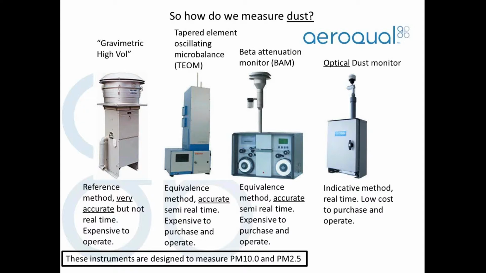Optical measurements, we'll look at a little bit later how they work. But they work differently than the gravimetric method and differently than the two equivalence methods. And the key benefit to the optical methods is that they are very real time, which means they can provide data at 1 minute intervals. The technology is generally cheaper to purchase and cheaper to run in comparison to the equivalence methods. But there is a corresponding sacrifice in data quality. And we'll be talking a little bit later about how we can mitigate some of those issues.